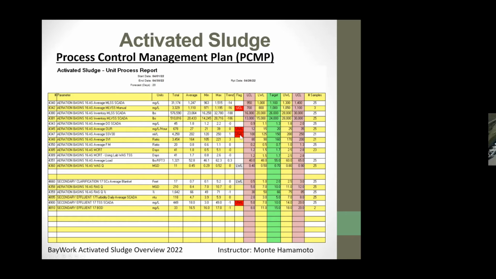In our SSB 30, we have an upper warning limit where our settling was at 200 and our target's at 150 after 30 minutes. So it's a really good indicator, and it gives you a really good snapshot, and the operators can bring this up anytime. It's live, it's dumping data in there every day, and they can get a good idea of what's happening in your activated sludge system. So I highly encourage people to get a process control management plan.